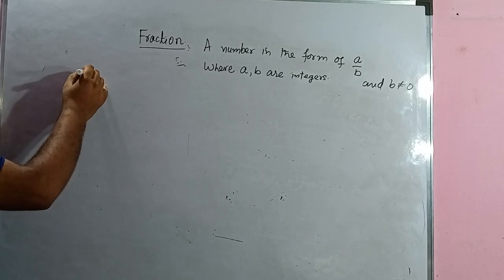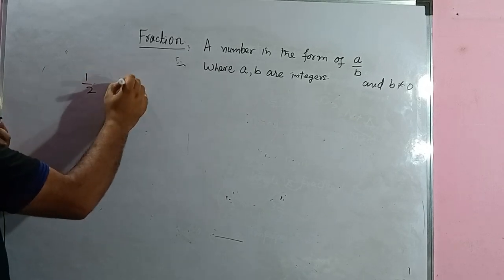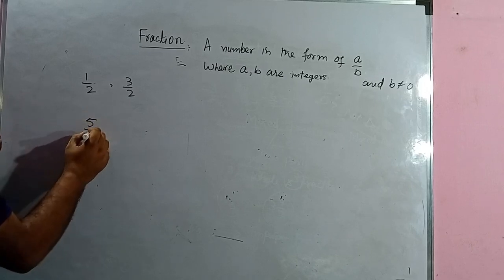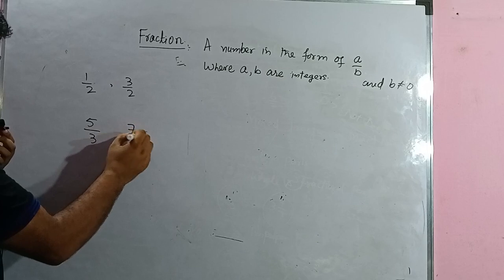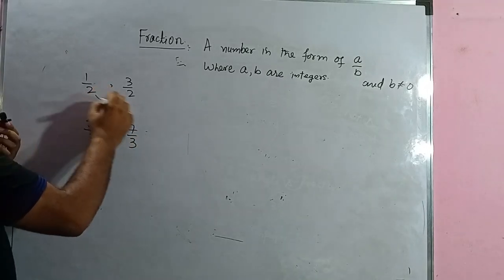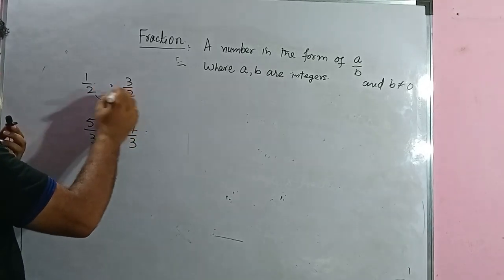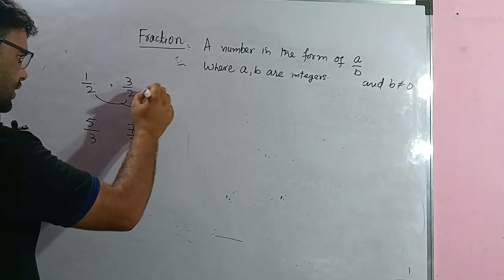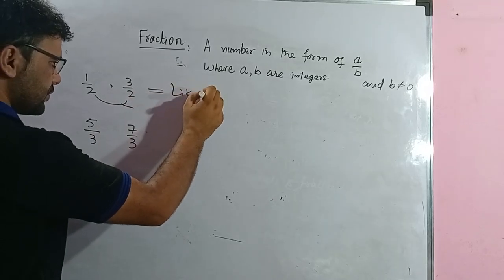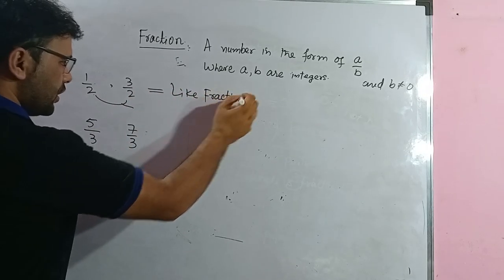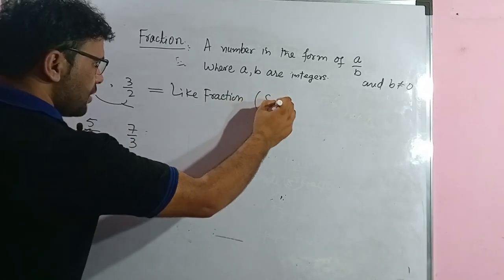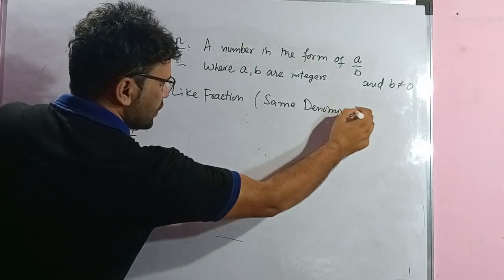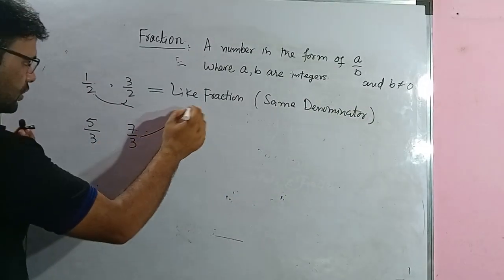Now if we have two fractions, 1 divided by 2, 3 divided by 2, and one more pair, 5 divided by 3, 7 divided by 3. In these fractions you can see the denominators are the same. Here it is 2, here it is 2. What does that mean? I can say these are like fractions. So in like fractions we have the same denominators. So this is also a like fraction.